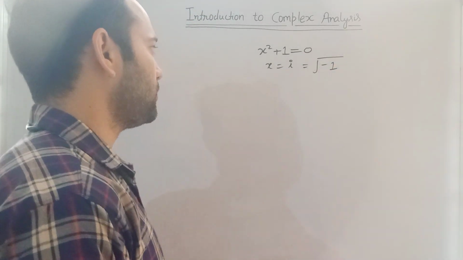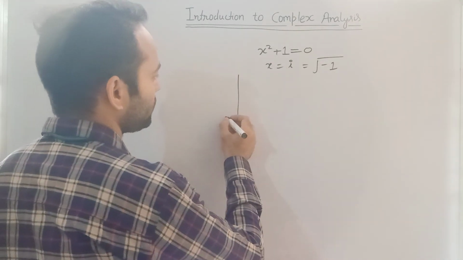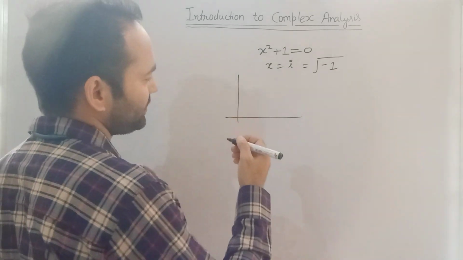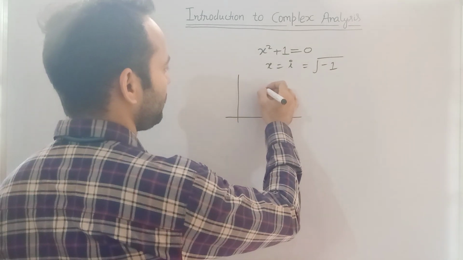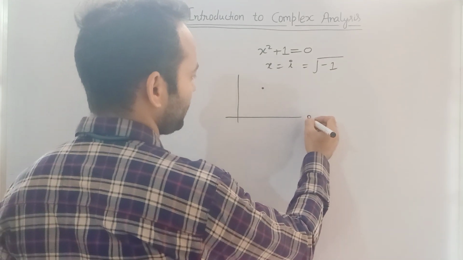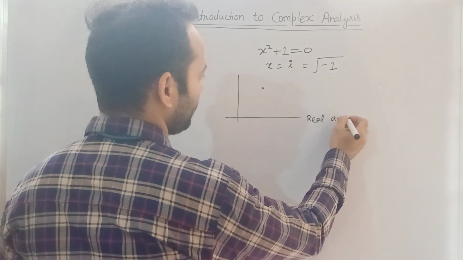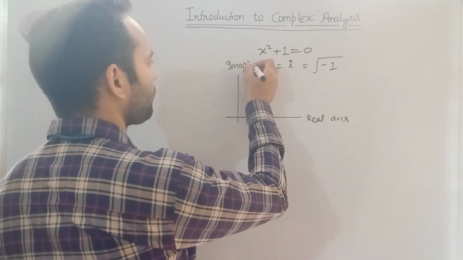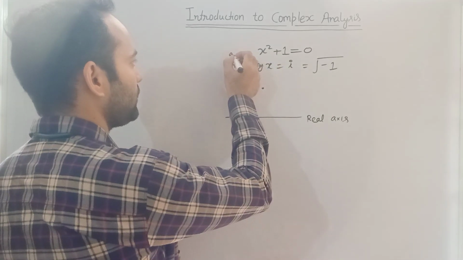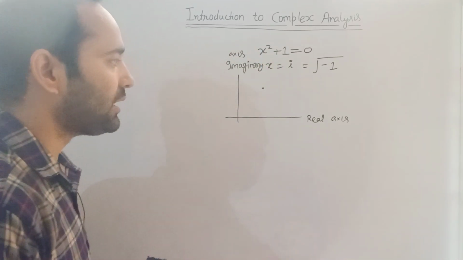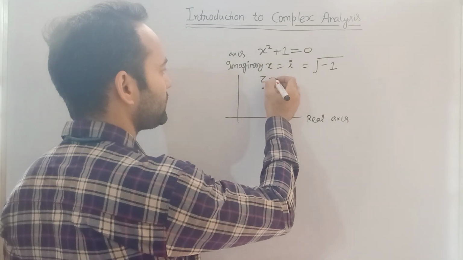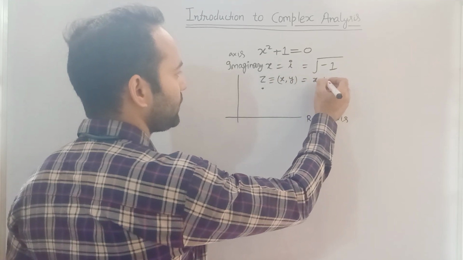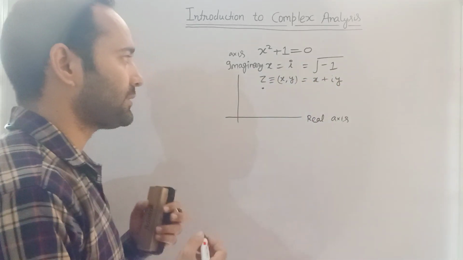Okay, so let me just tell you how the complex plane looks like. It's the same like Cartesian, but instead of two real axes, we have one real axis and another one is the imaginary axis. So you represent a complex number with this x comma y, or what? x plus iy.